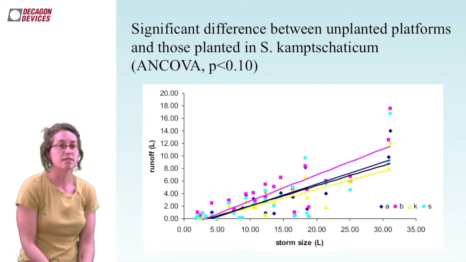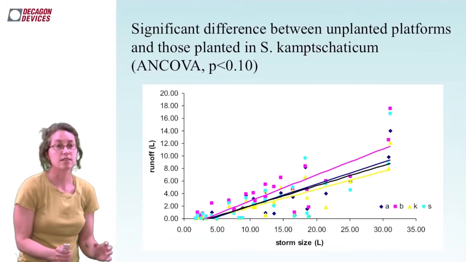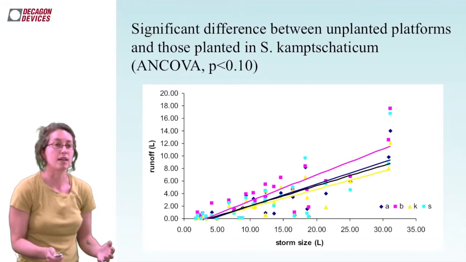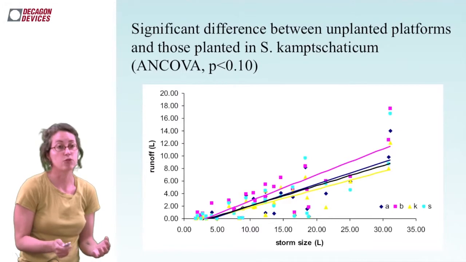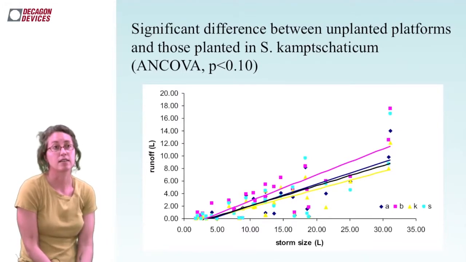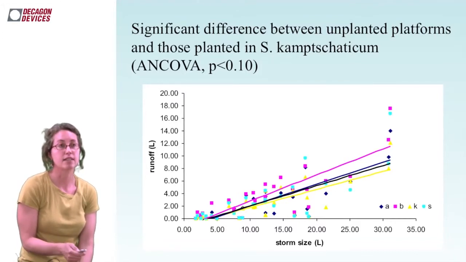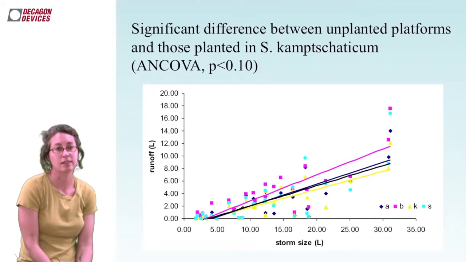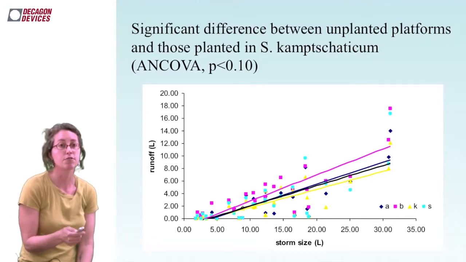And so in statistics, when you have a confounding variable, an effect that you think is swamping your treatment effect, like for example the storm size, which in my case seems to be swamping my plant treatment effect, one thing you can run is a statistical test called an ANCOVA. So that's what I did here. It's kind of a mix between a regression and an ANOVA. And I'm showing you the relationship between storm size and runoff.